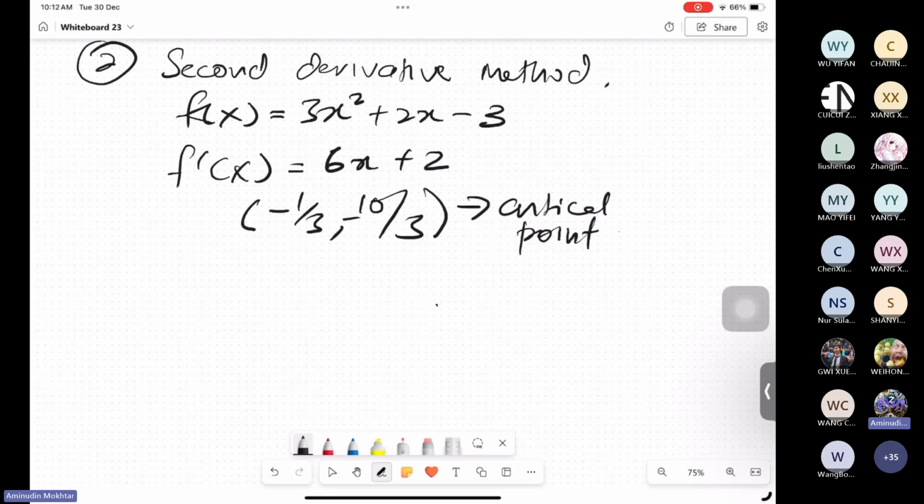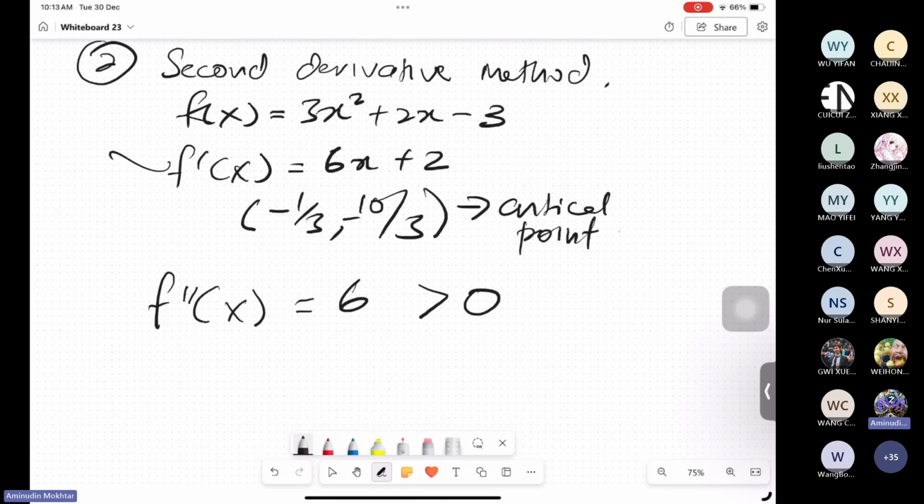But now I will use the second derivative method. We are going to get the same result here, but with a different method. What is the second derivative method? We just take the second derivative of the function. Since the first derivative is 6x plus 2, the second derivative is equal to 6. So the second derivative is positive.